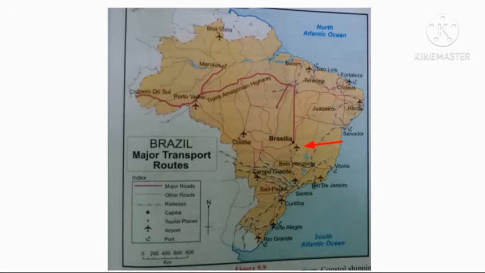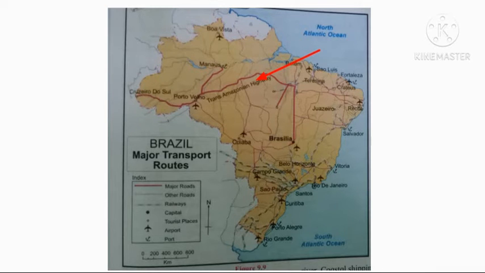Second question. Which means of transport has a denser network? If you observe this map, we can understand that roadways have a denser network. Third question. Which highway can be seen prominently? Here you can see in the darker shade it is given, Trans-Amazonian Highway, we can see prominently.